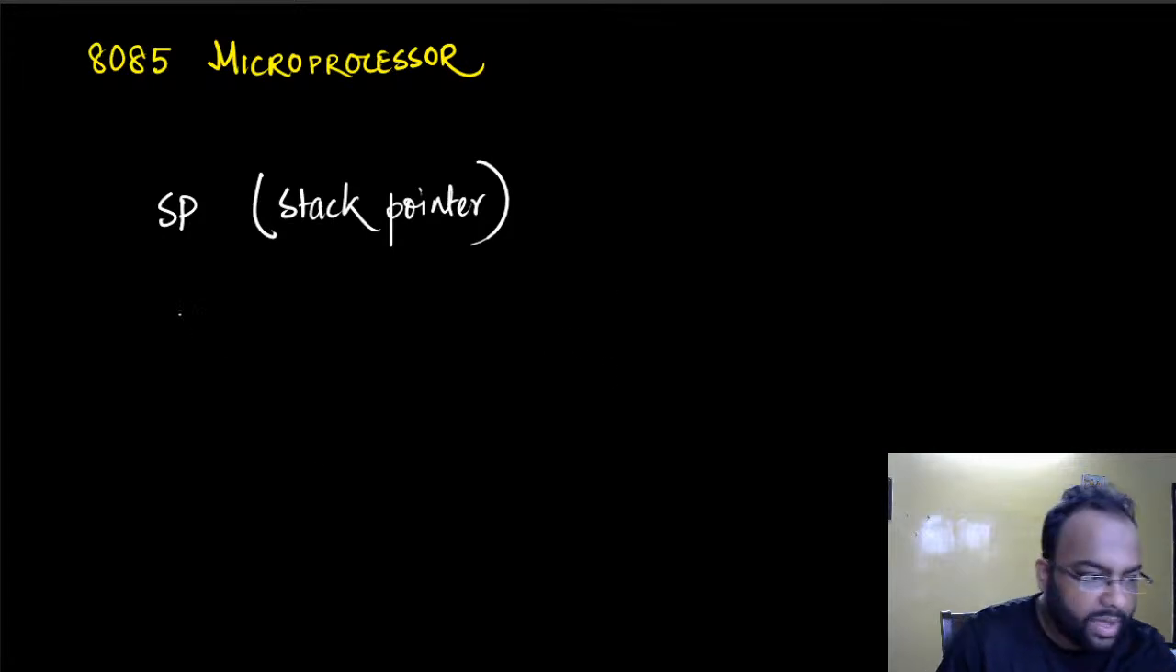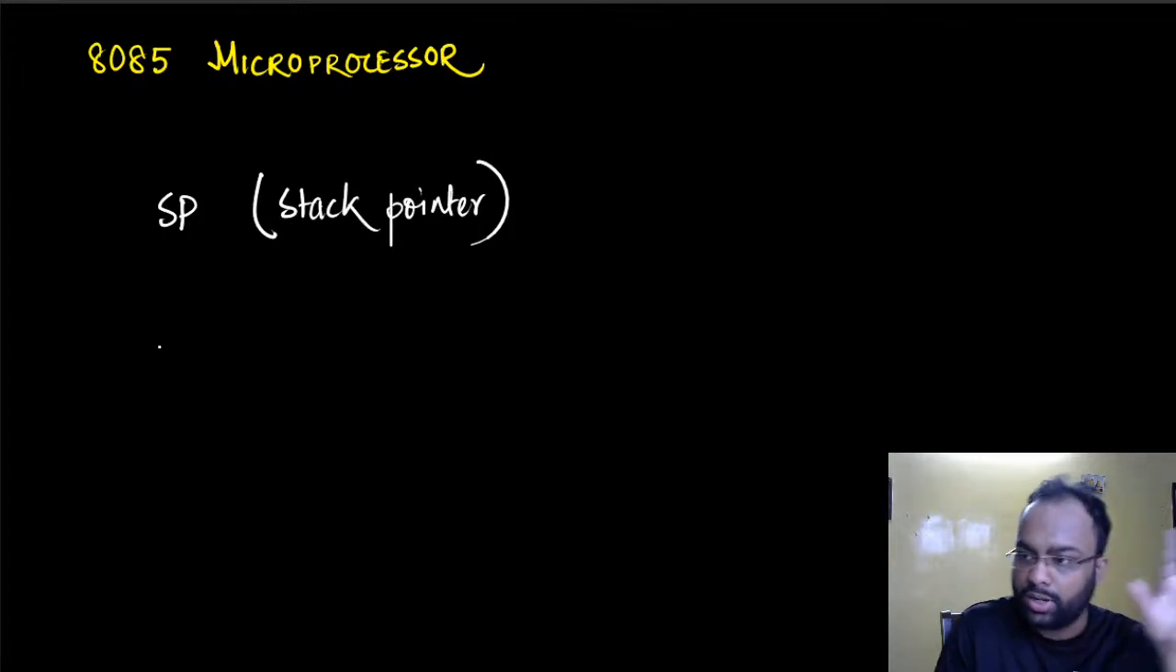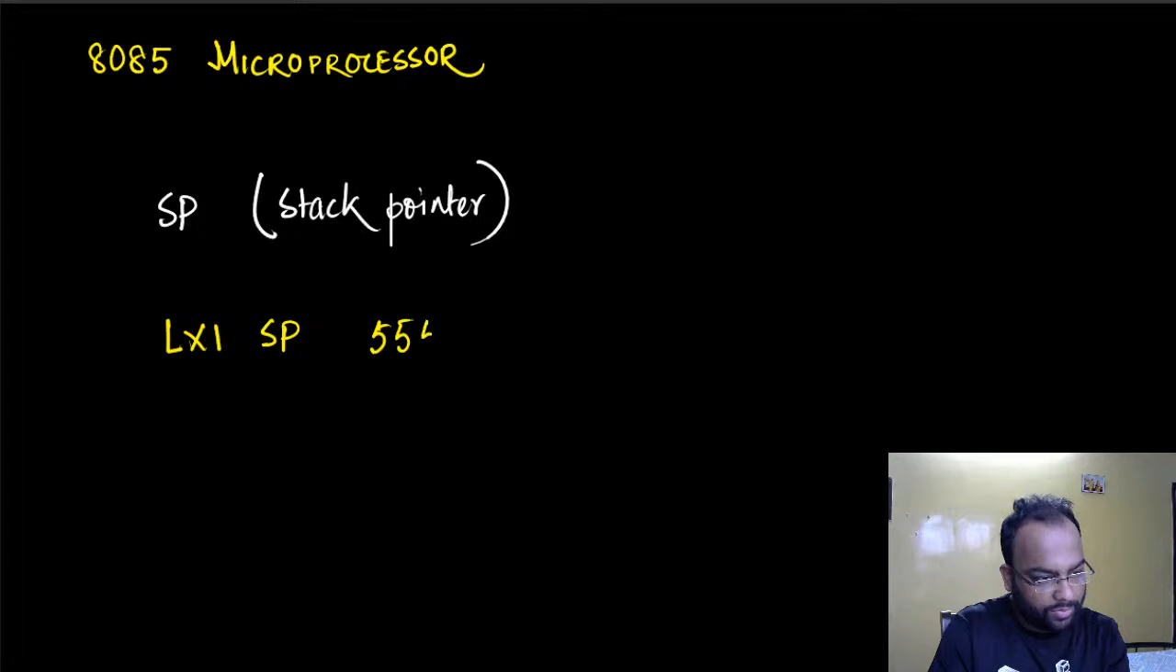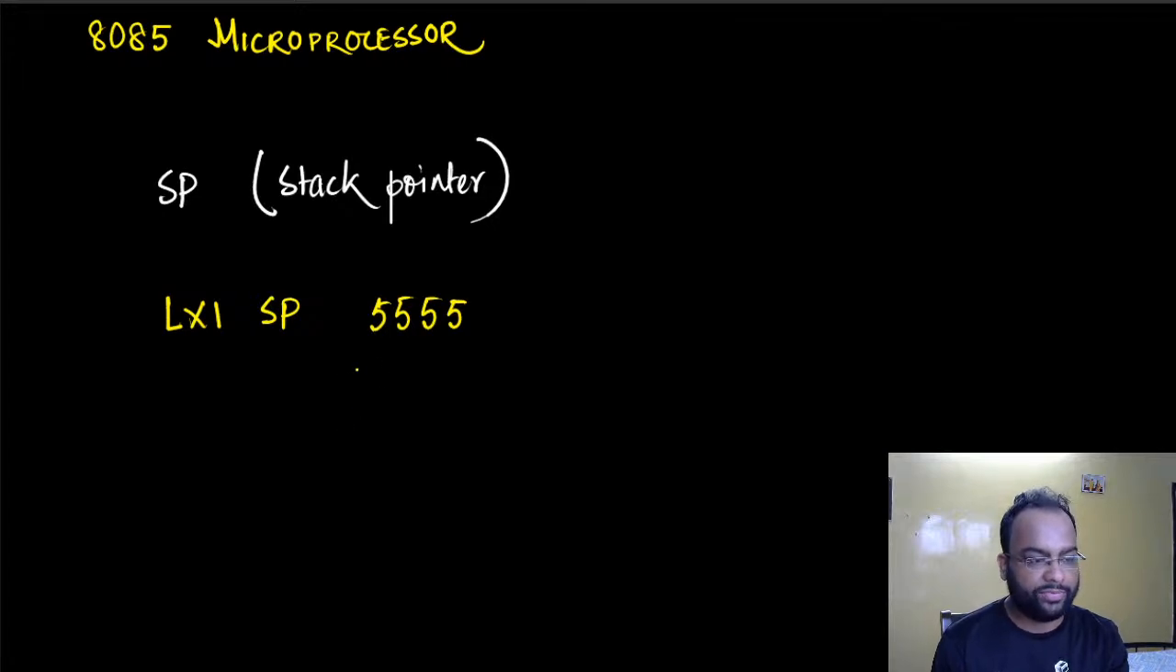Right now, just say I initialize the stack pointer to a particular value with this instruction. Of course, it's a 2-byte register, a 16-bit register. So I can initialize this with a particular value, let's say 5555. So I initialize the stack pointer with this particular value, say 5555, right?